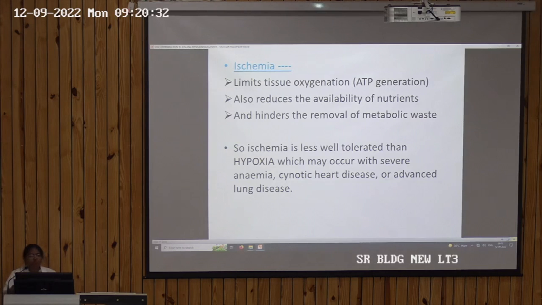So you should know the difference between what is hypoxia and what is ischemia. Hypoxia generally occurs in congenital heart diseases, the cyanotic ones, or it can occur with severe anemia, or it can occur in high altitudes also, where the oxygen concentration of air is low.